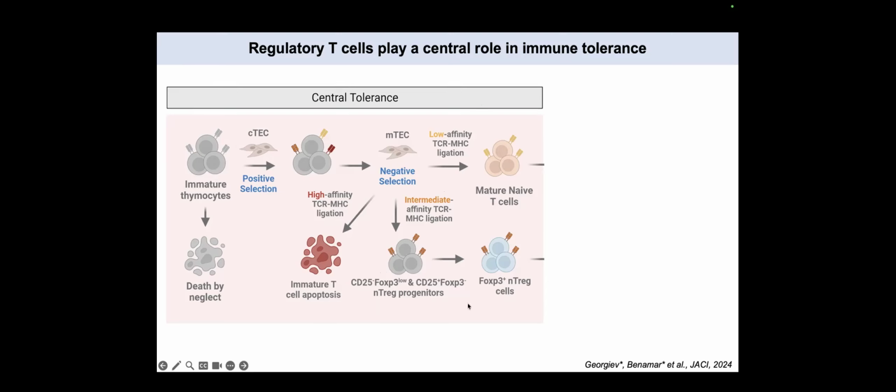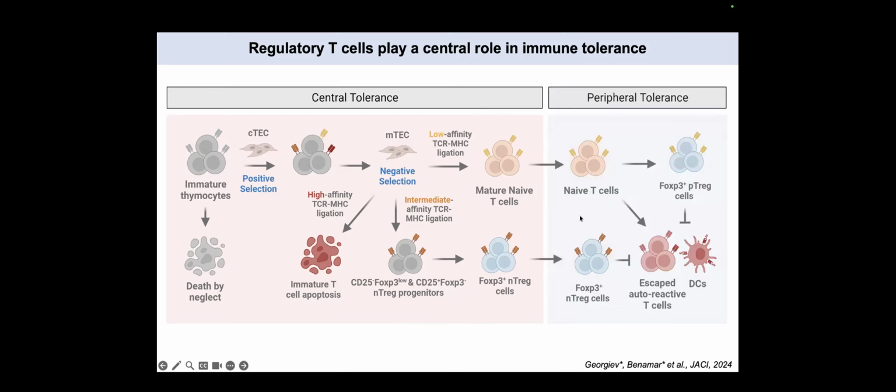After those selections, both cell types migrate to the periphery, where Tregs will control and induce immune tolerance by controlling cells that escape negative selection and become autoreactive in the periphery, but also all types of inflammatory processes. In parallel, naive T cells can also become Tregs in the periphery by acquiring the expression of FOXP3, the master regulator of the Treg lineage, and this is what we call the peripheral Treg. Those Tregs will also help to control inflammatory processes or autoimmune inflammation.